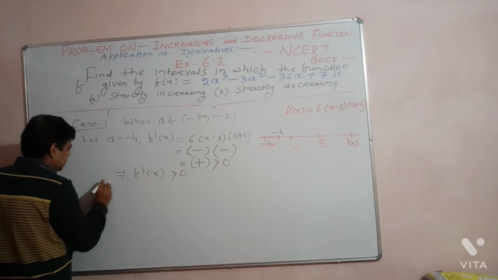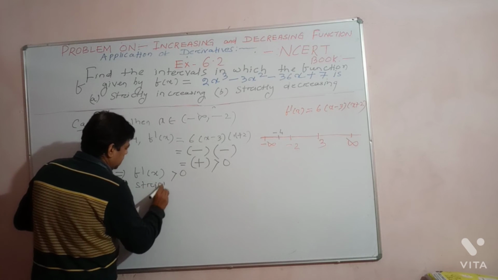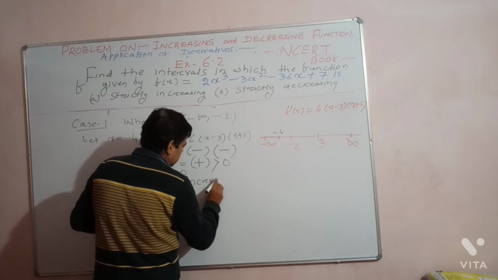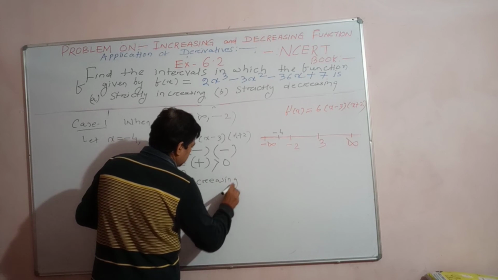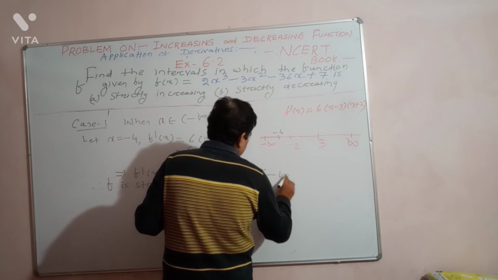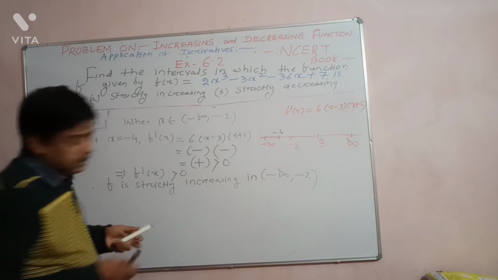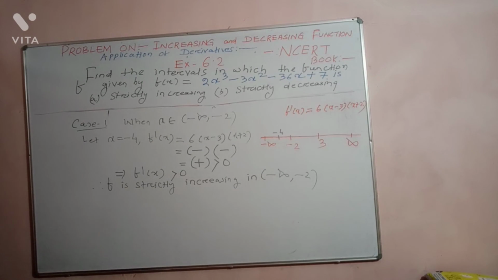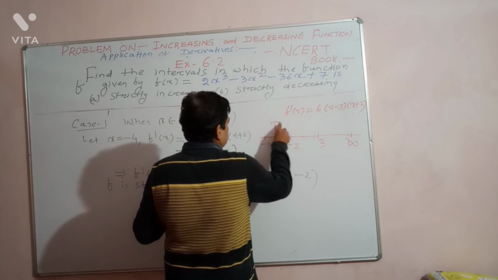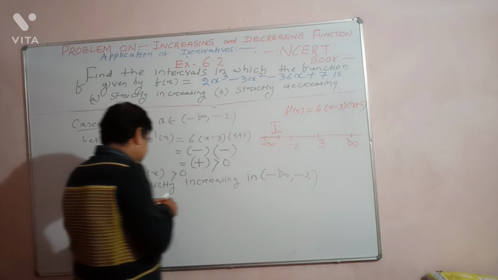Hence, f is strictly increasing. Very simple question. Increasing in the interval minus infinity to minus 2. Is it clear? The function is strictly increasing in the interval. Second interval is minus 2 to 3.